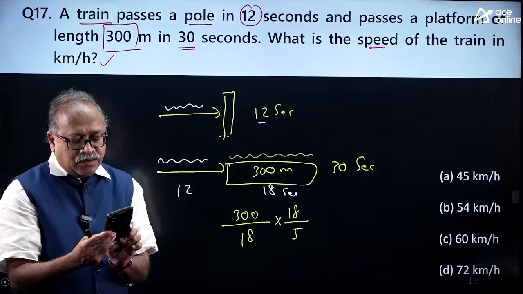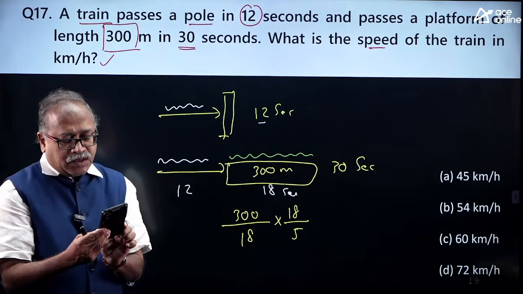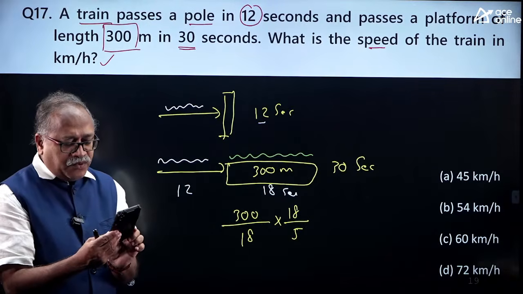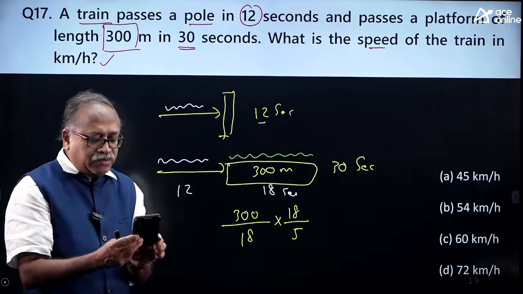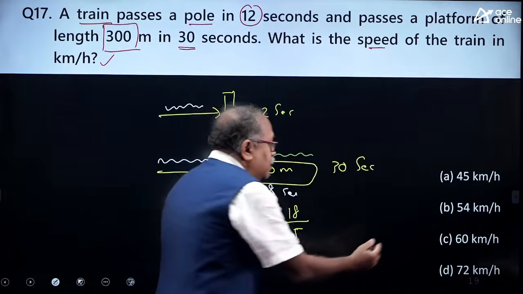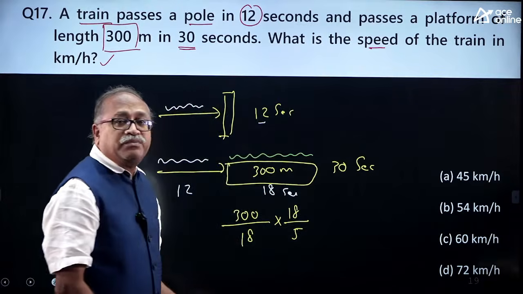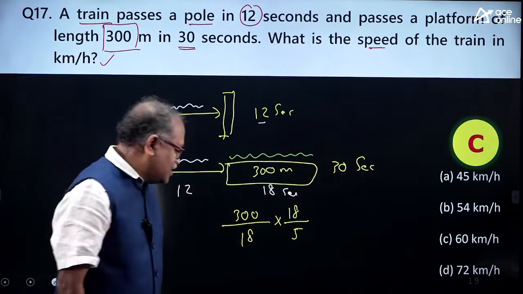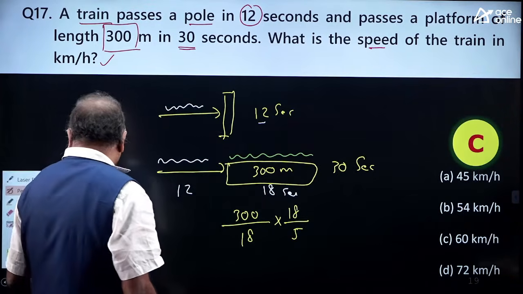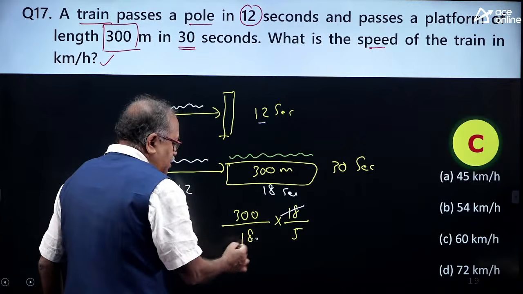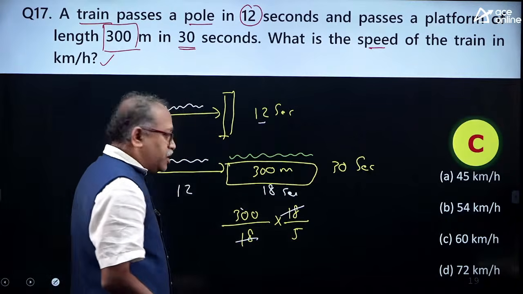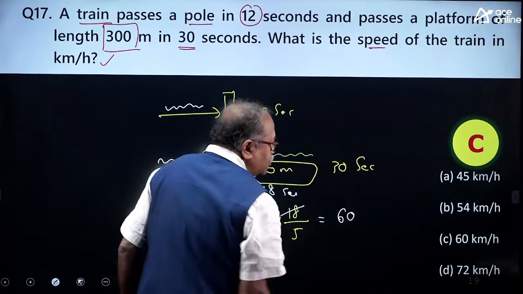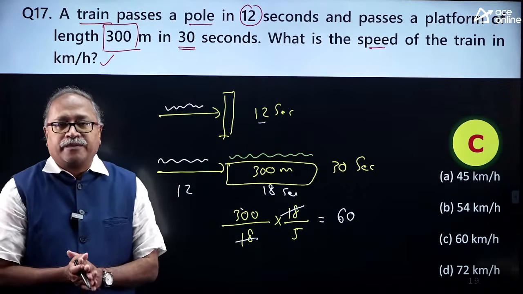54 and 60, there is a big fight between these two people. Let me see that. 54 or 60, option B or C? Option C, 60. So, let me check this one. It is very simple. We are on the last stage. It gets cancelled. 300 divided by 5, and it comes 60 over here. So, your answer is 60 kilometer per hour.